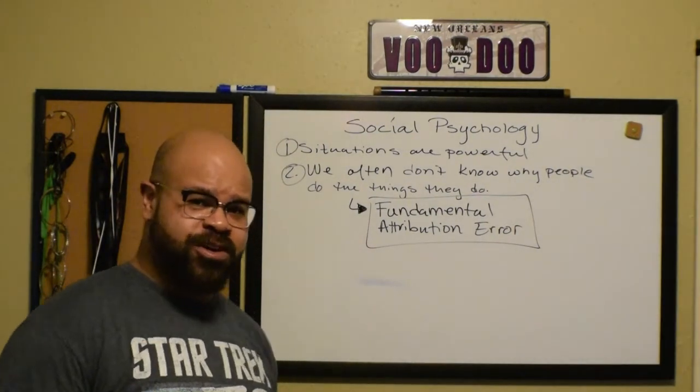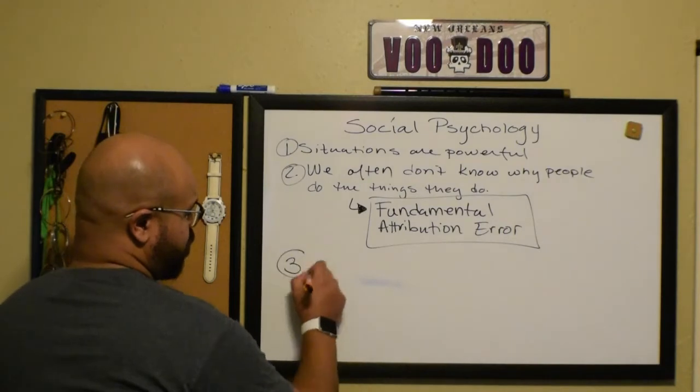Okay, so rule number 3 is we often don't know what we don't know.